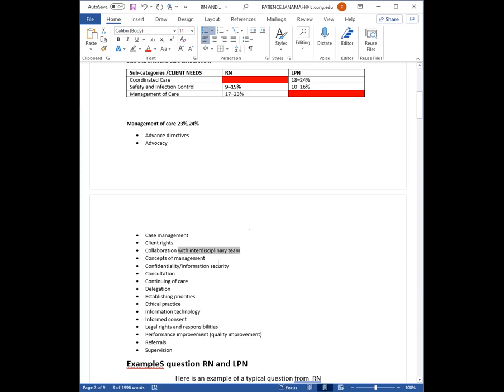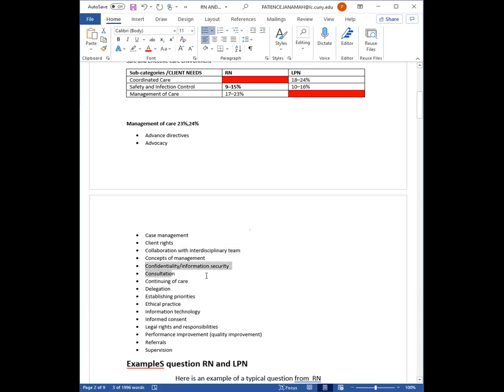Concept of management. You have to know how to manage. Because if you are a nurse, if you are LPN, if there's no RN on the floor, you control the unlicensed personnel. If there's an RN, you still have to be a manager of your own. Then we have confidentiality, information, and security.